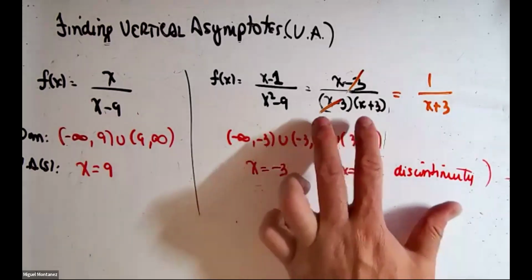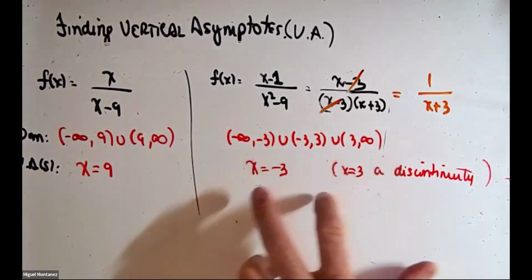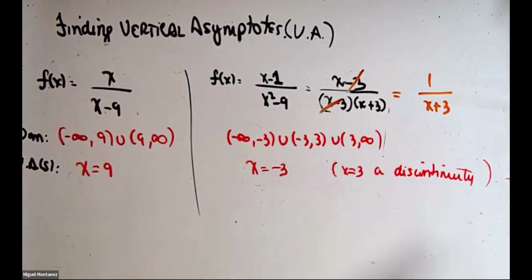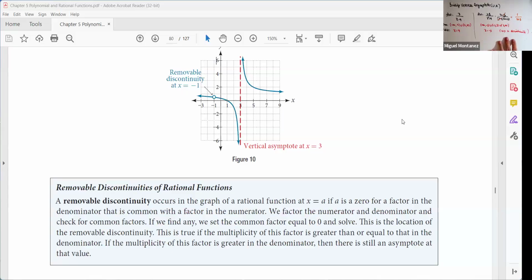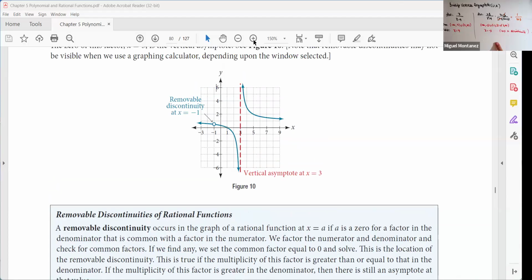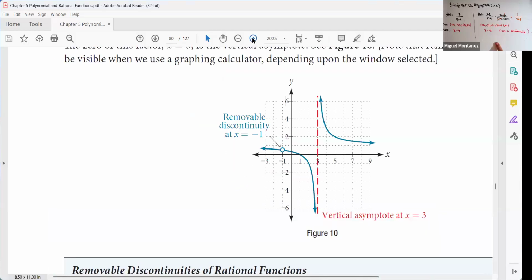We have to always justify the two exceptions of the domain. Either they become asymptotes or discontinuities. What is discontinuity? That's when we actually simplify. So if the graph is not the asymptote, it will be a discontinuity. So look at the difference in the graph here, the discontinuity versus the asymptote.